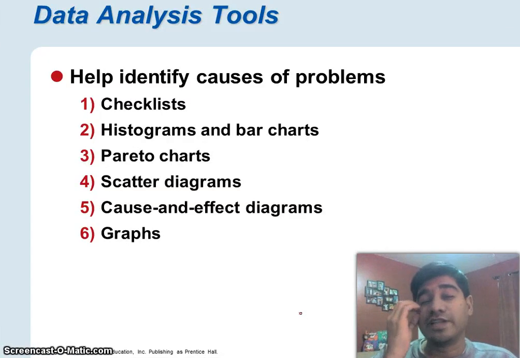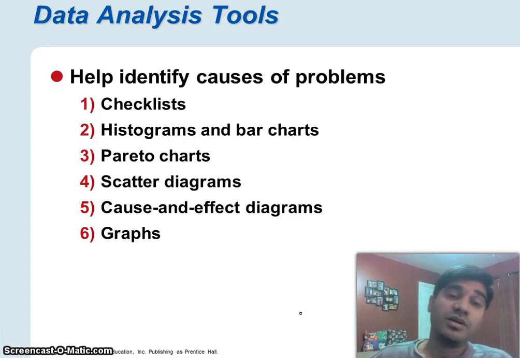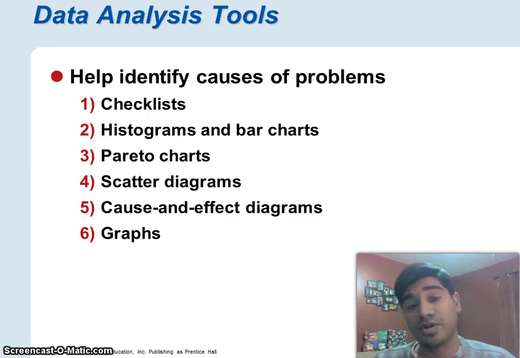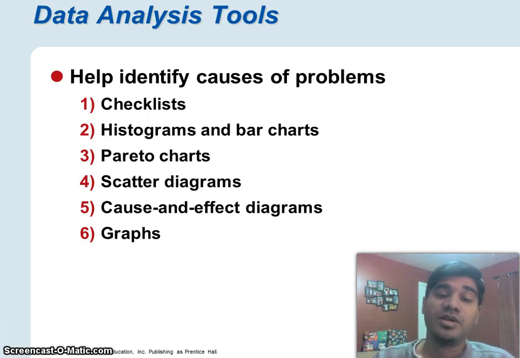Some more data analysis tools that you can find out there to essentially measure how a process is being performed. These can help you identify causes of problems. For example, the first one is a checklist. I'll talk about each one as we go down the list, and then show you some examples. You can have a checklist, a histogram and a bar chart, a Pareto chart, a scatter diagram, a cause and effect diagram, and graphs.